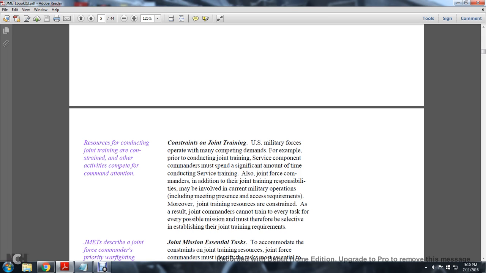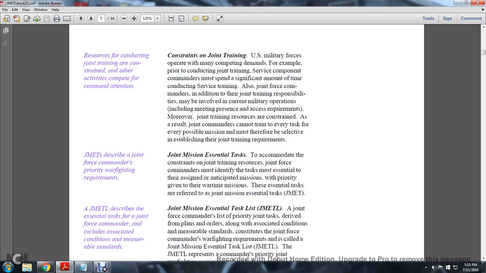Moreover, the joint resources are constrained. As a result, the joint commanders cannot train to every task for every possible mission, but must therefore be selective in establishing joint training requirements. All right, joint mission essential task.